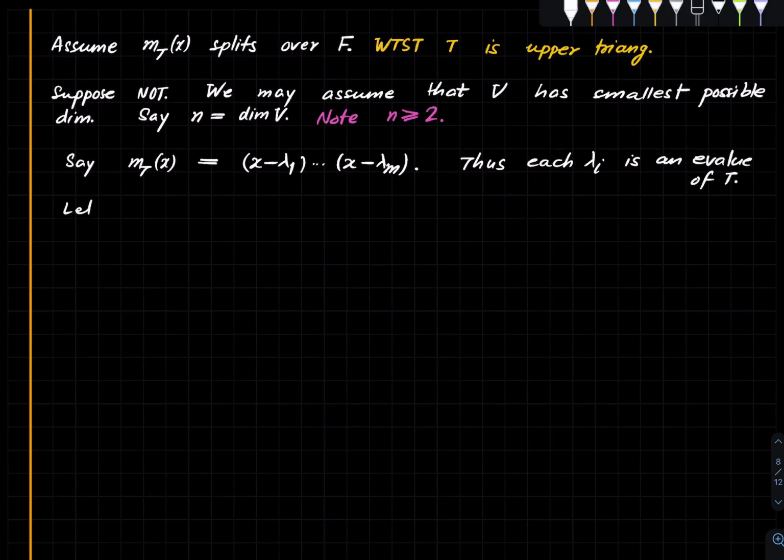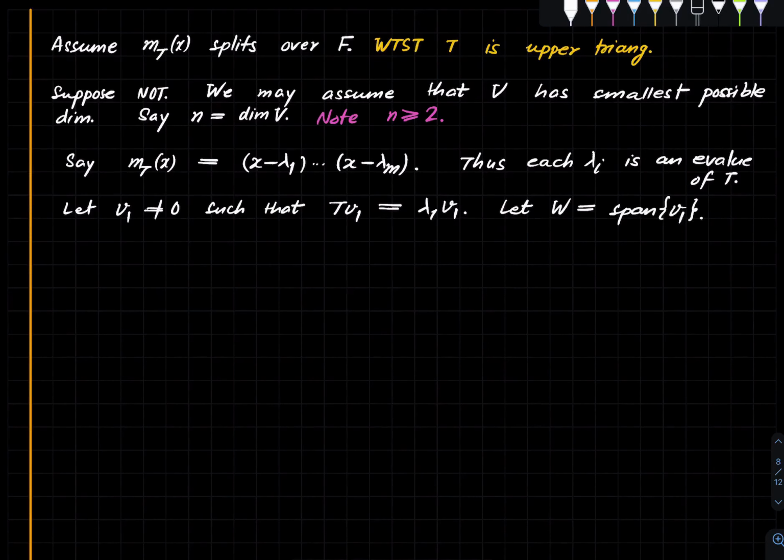So in particular, we can find a non-zero vector such that T v1 is equal to lambda 1 v1, right? And now let W be the span of v1. Then of course W is T invariant because v1 is an eigenvector. So thus W is T invariant. All right.